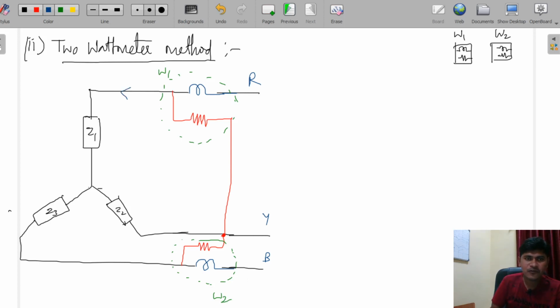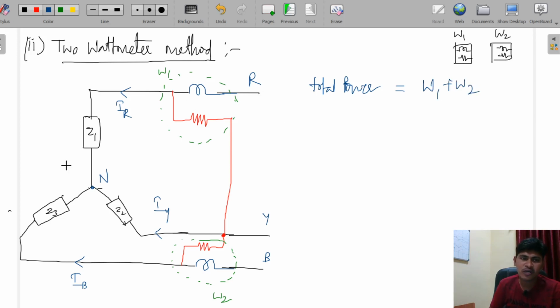The current flowing in this line is IR. The current flowing in this line is IY. The current flowing in this line is IB. This is the neutral point N. The total power consumed by this three-phase load is the algebraic sum of the two wattmeter readings, that is W1 plus W2.